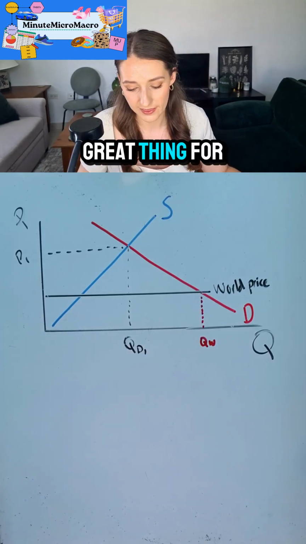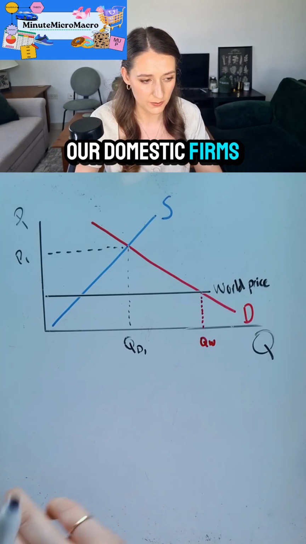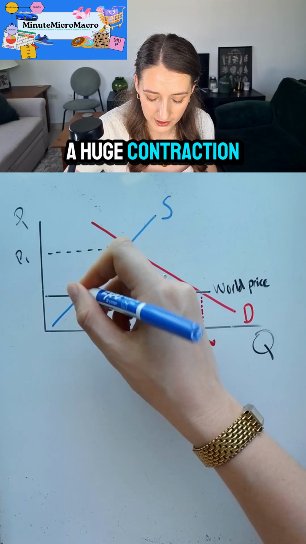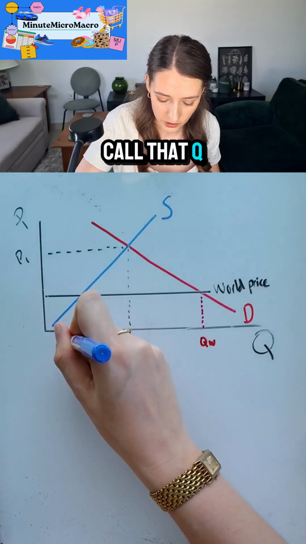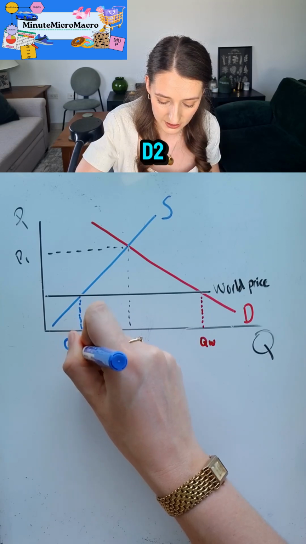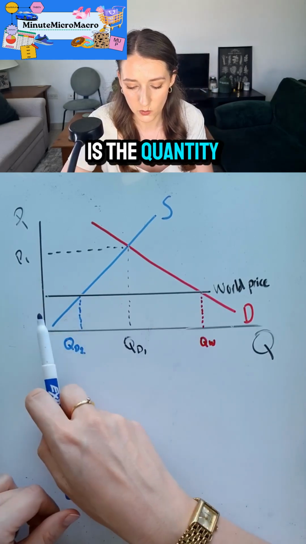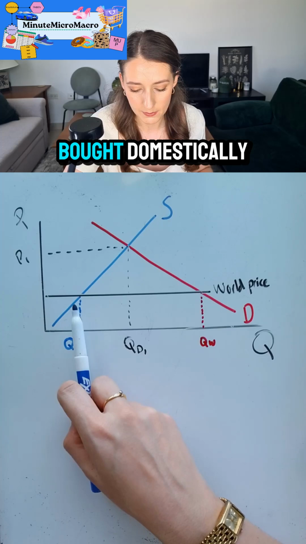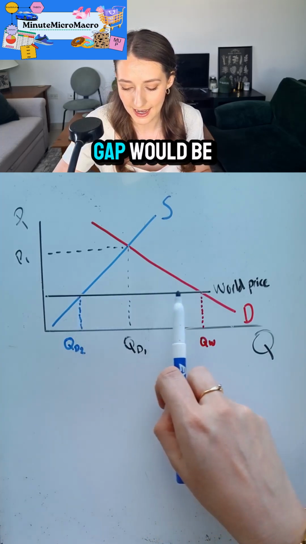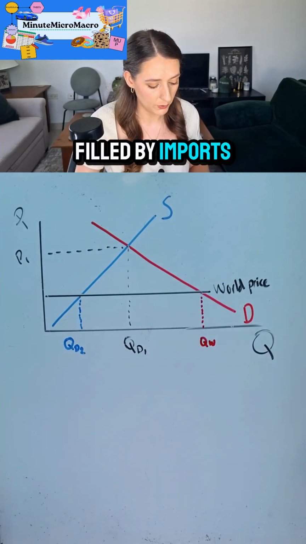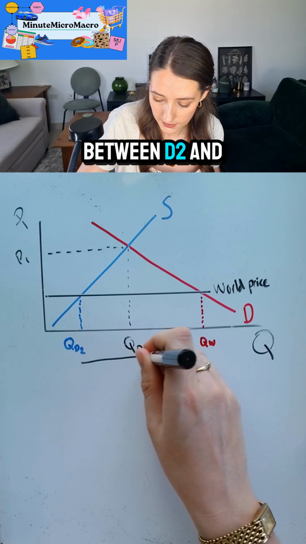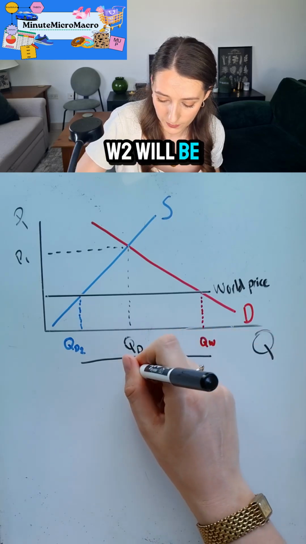It's not a great thing for our domestic firms. So our firms are going to see a huge contraction and we're going to call that QD2. Now the reason I call it D2 is because that is the quantity that would be bought domestically, and then this gap would be filled by imports. So the gap between D2 and W2 will be imports.